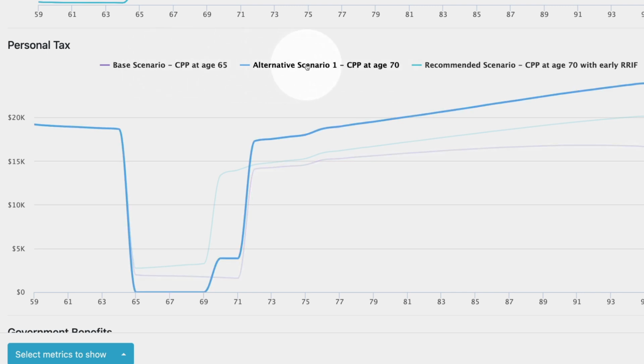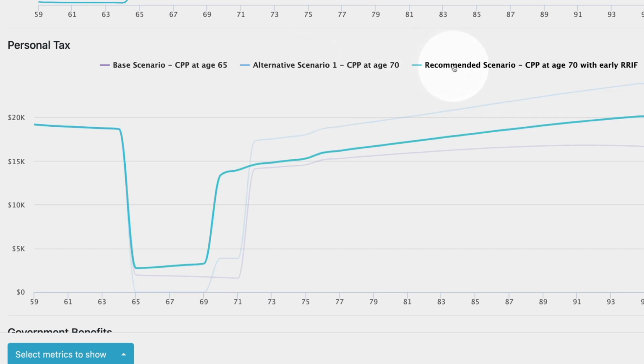If we defer CPP, we'll see that we actually pay no taxes for that initial period until CPP starts, and then we see a jump at that point and then again at age 72. And in the recommended scenario where we defer CPP and start RIF early, we can see that there is a low level of taxes payable and then a spike at 72.